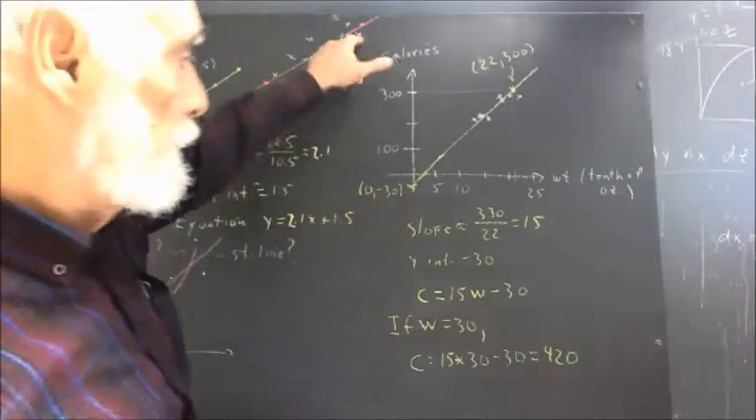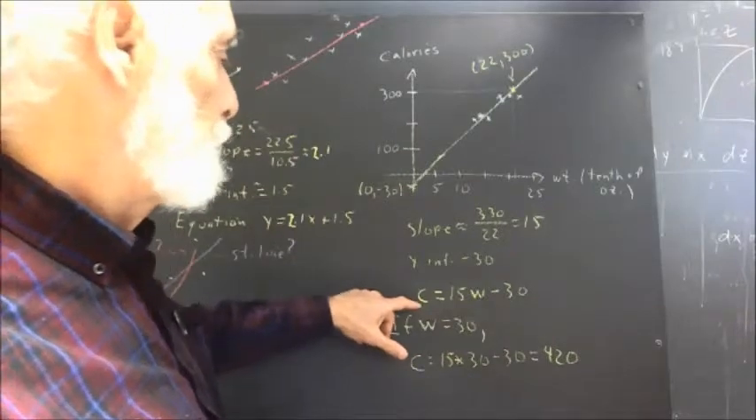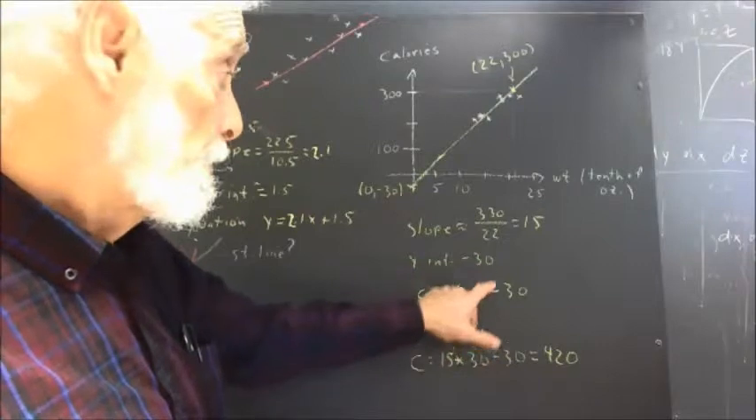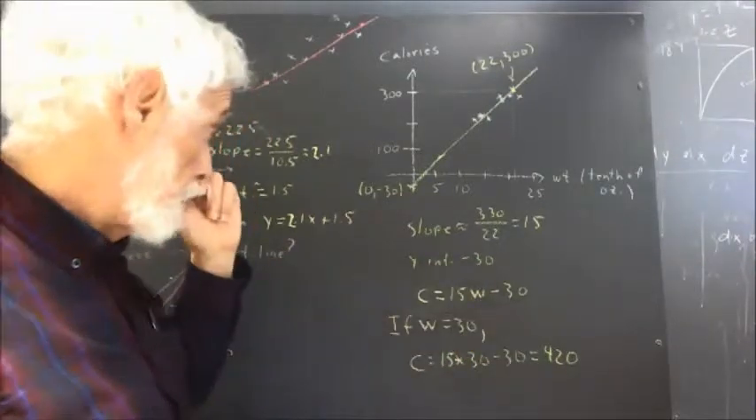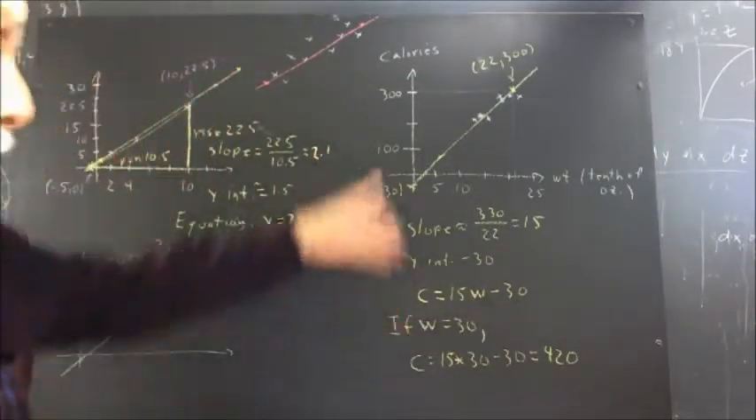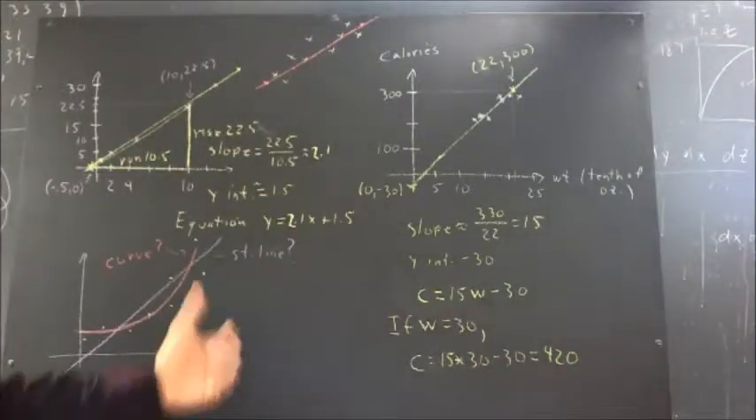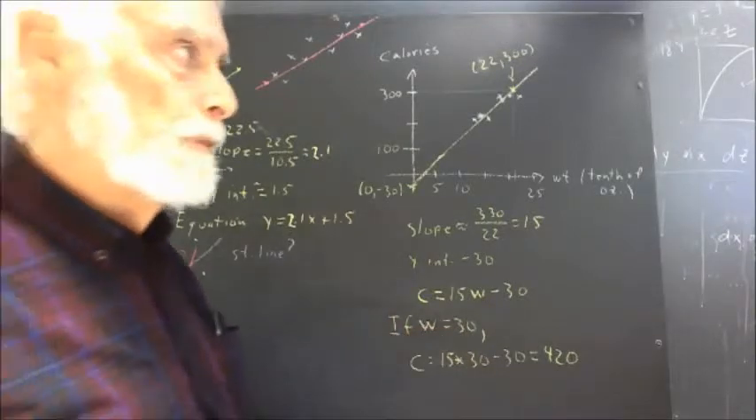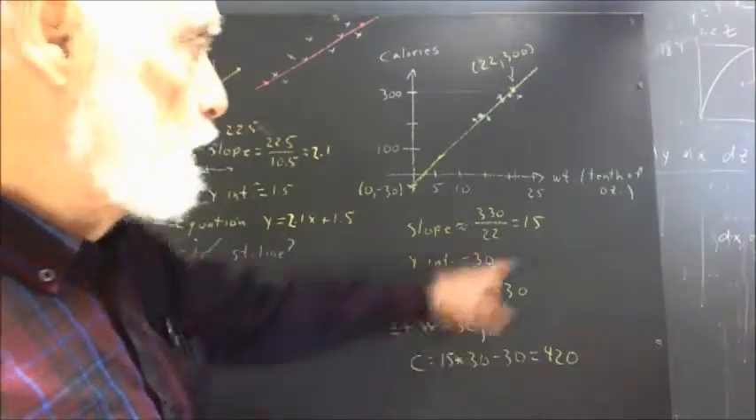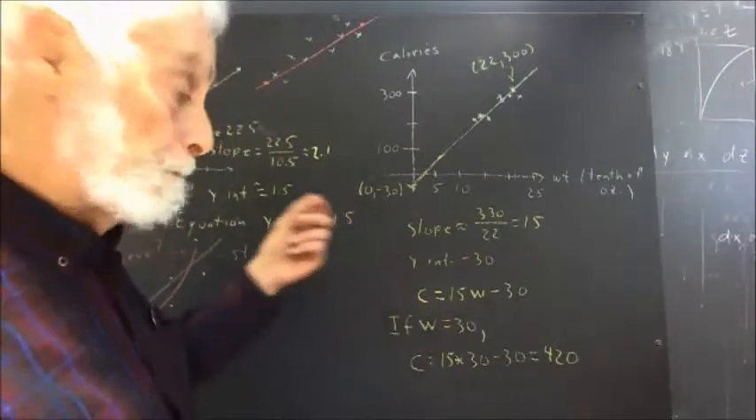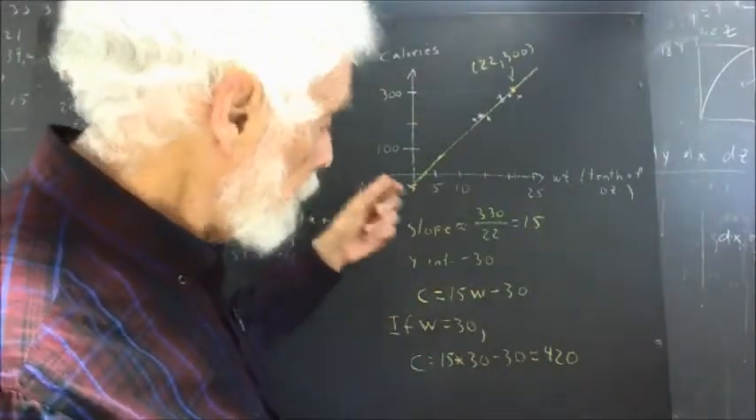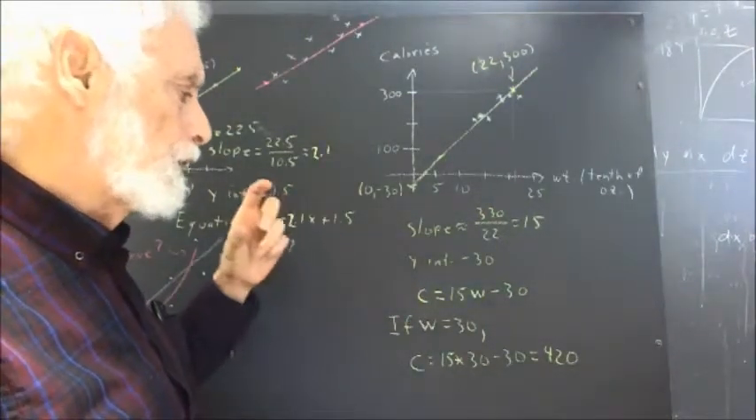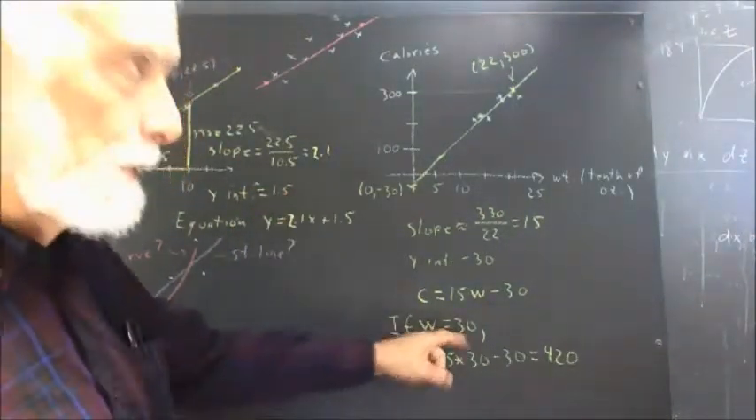So using C and W, I get the equation C equals 15W minus 30, 15 being the slope and -30 being the vertical intercept, in this case the C intercept, like the y-intercept. Then we say, okay, if W is 30, that would correspond to 30/10 of an ounce, or a 3-ounce candy bar. That's 3/4 of a quarter pounder. So that's a pretty substantial candy bar.